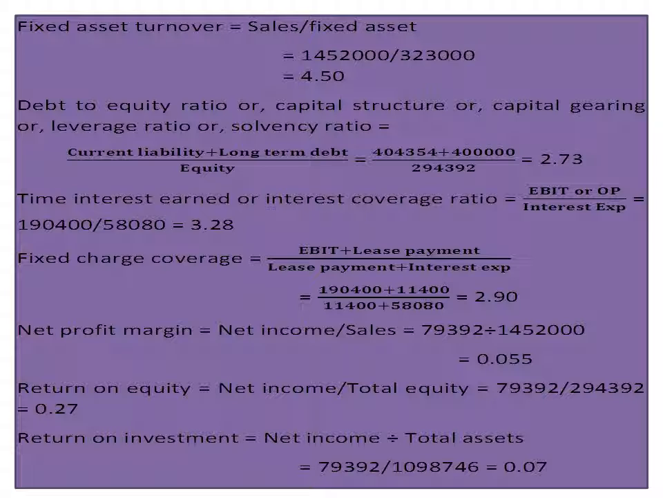Net profit margin, net income divided by sales. That means net profit margin 0.055. Return on equity equals net income divided by total equity. That means we get 0.27. Return on investment, net income divided by total assets. That means we get 0.07.